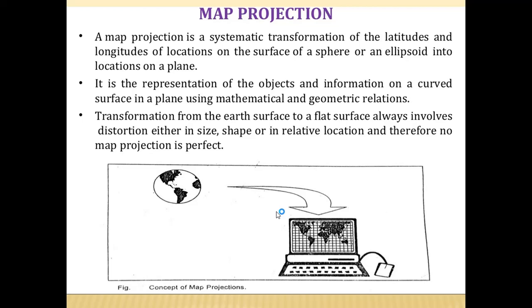Transformation from the earth surface to a flat surface always involves distortions, either size, shape, area, scale, anything. Why? Because during the transformation, while converting the 3D picture to a 2D picture, a certain type of distortion occurs. These distortions occur in various forms: shape, size, scale, area, direction. That's why so many distortions occur during this process, and that's why there is no perfect map projection in this world. After converting, if you observe the two-dimensional map, so many distortions have happened.